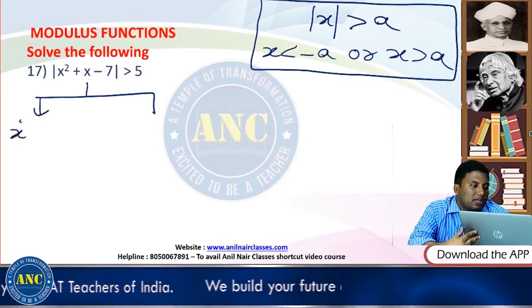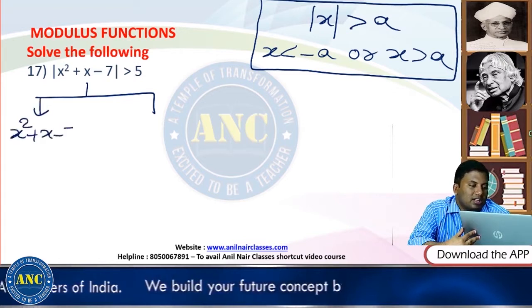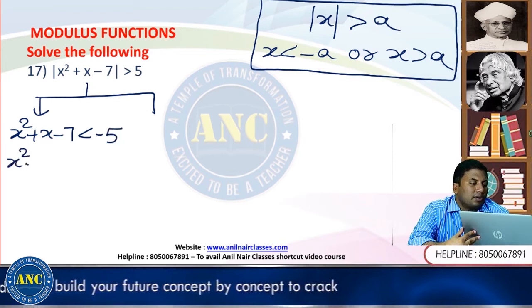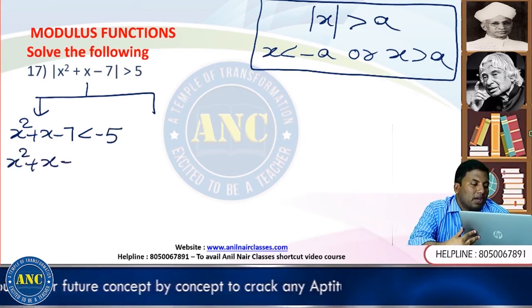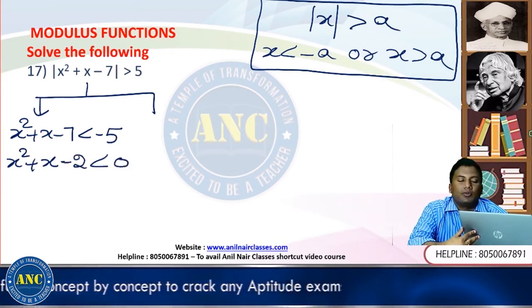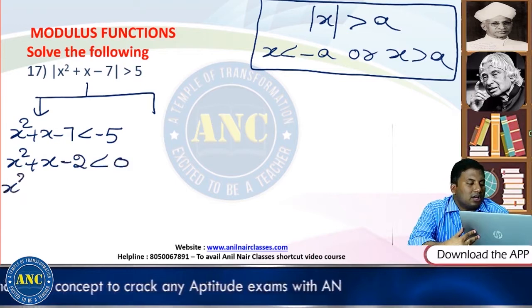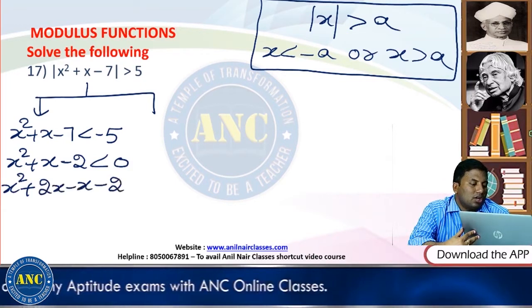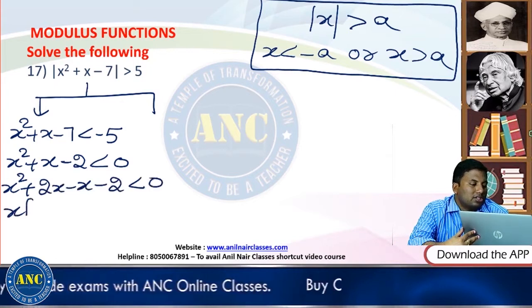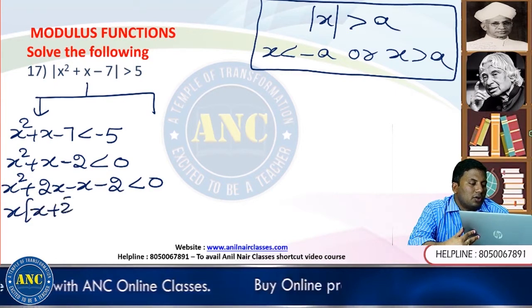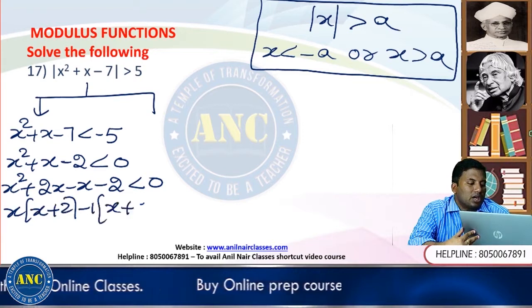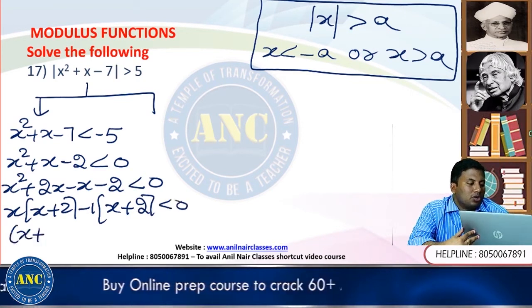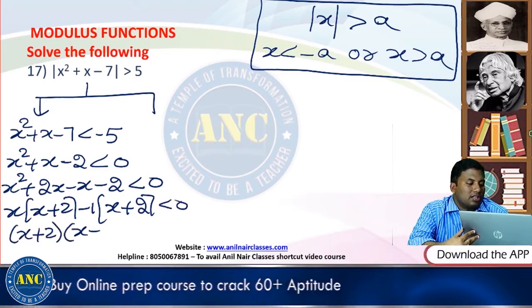x square plus x minus 7 is less than the lesser value, so x square plus x minus 2 is less than 0. These are nothing but x square plus 2x minus x minus 2 less than 0. x into x plus 2 minus 1 into x plus 2 less than 0. That means x plus 2 into x minus 1 less than 0.